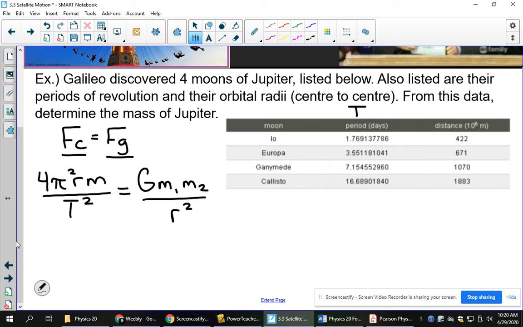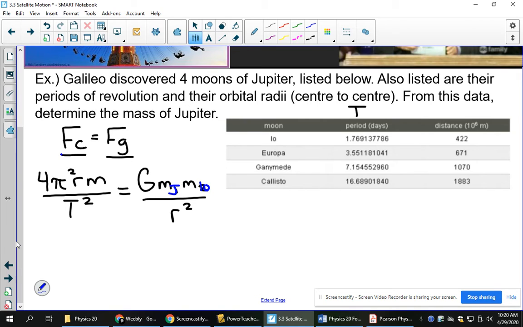Now let's change these subscripts. Okay, let's talk about what masses we're talking about here. We are talking about Jupiter, and we can use any of the moons to figure this out. Just because it's simple to spell, let's use the moon Io.